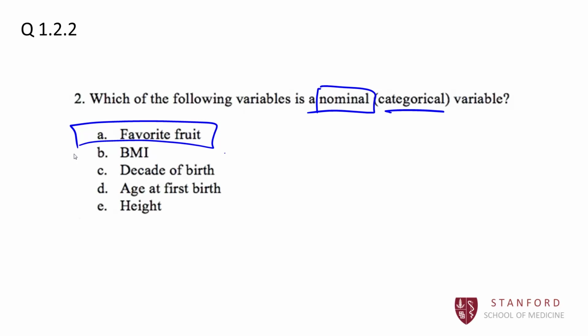Now, if the question had asked you which one was an ordinal variable, you would pick decade of birth, because decade of birth would categorize you into different buckets, but these buckets would have a relationship. They would be in a certain order, and so that would be an ordinal variable. BMI, age at first birth, and height, of course, would be categorized as continuous variables, and that's due to the nature of the responses for each of those choices.